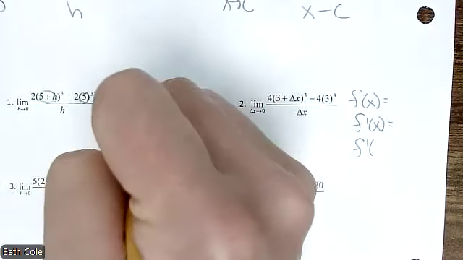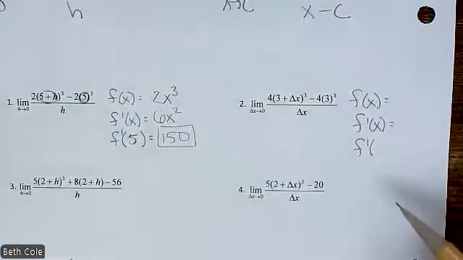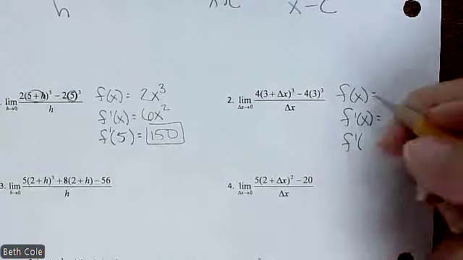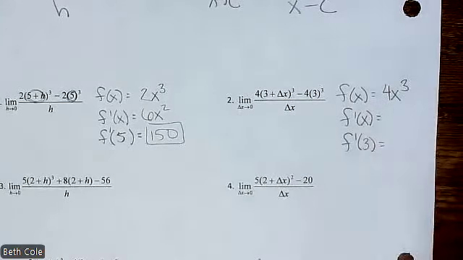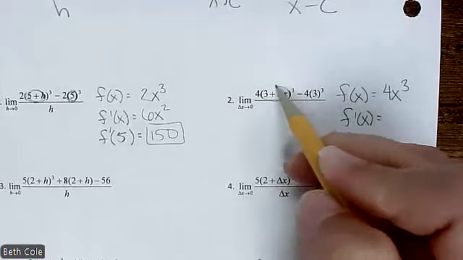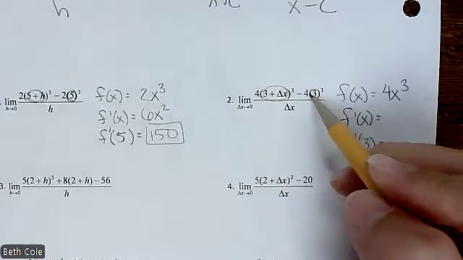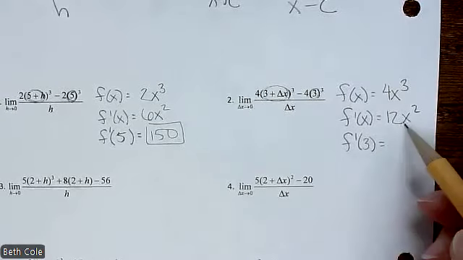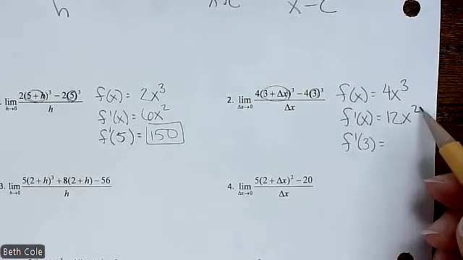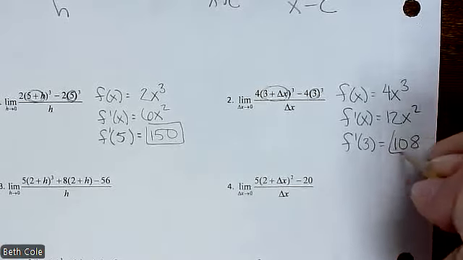Oh, I forgot my prime mark on this one. I'm so sorry. F prime of 5. And then in this case, we're going to plug in 3. So the function for this one is 4x cubed. It's 4 and then like something being cubed. Derivative of that is 12x squared. And if we plug in 3, 3 squared is 9. 9 times 12 is 108.